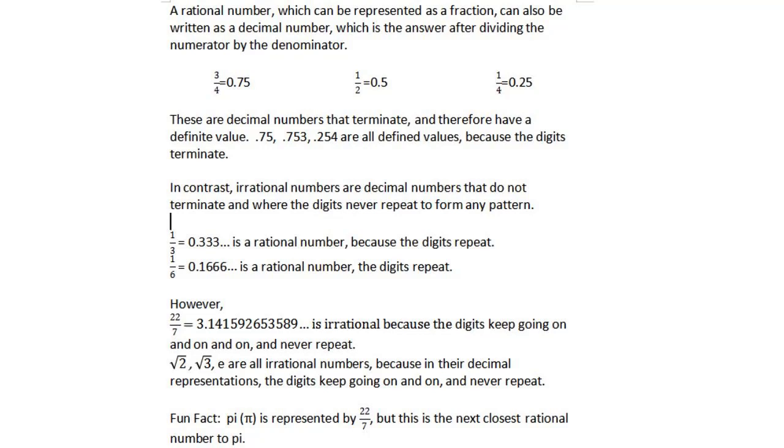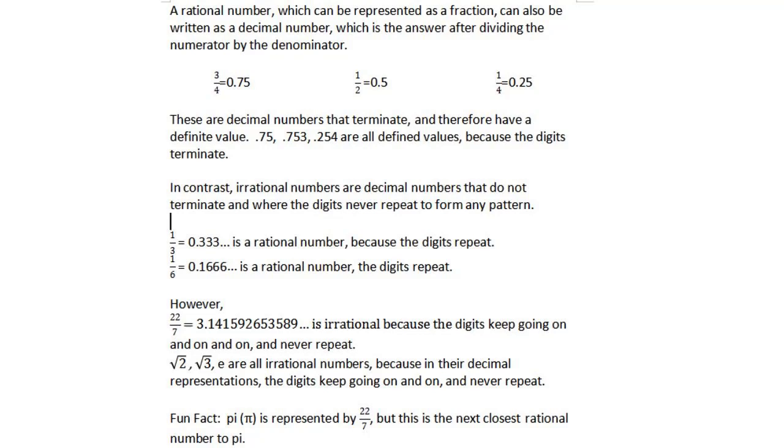In contrast, irrational numbers are decimal numbers that do not terminate and where the digits never repeat to form any pattern. 1 over 3 equals 0.333, which is a rational number, because the digits repeat. 1 over 6 equals 0.1666, which is a rational number, because the digits repeat.